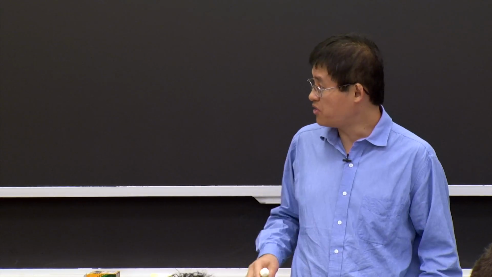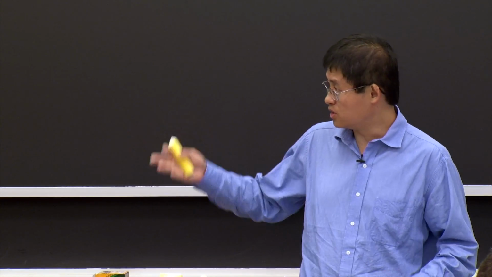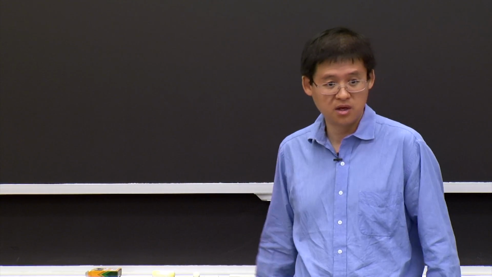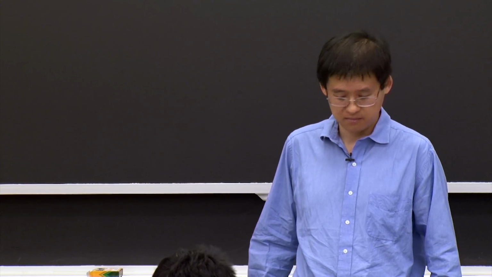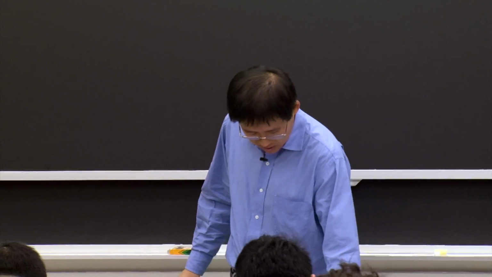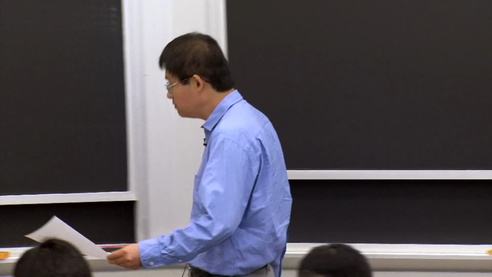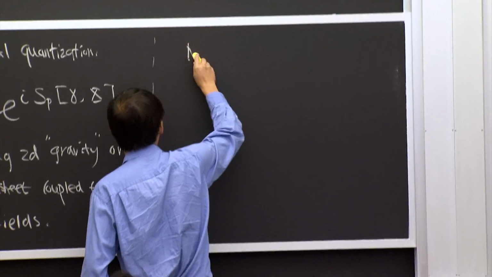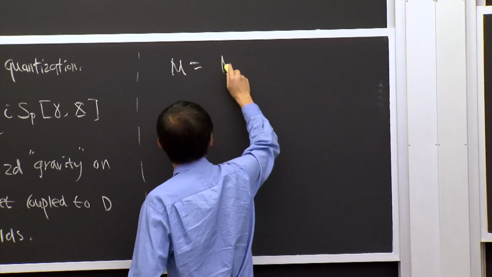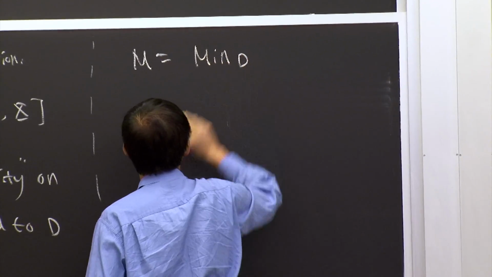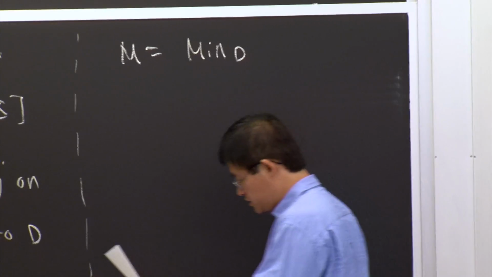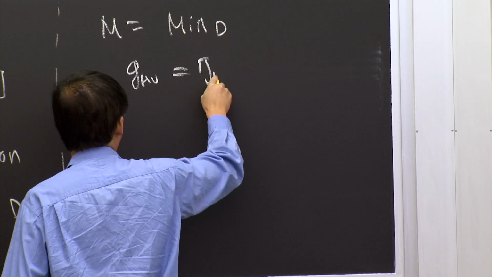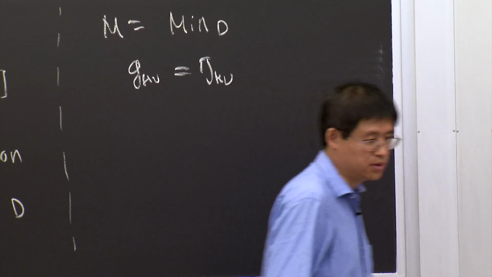So now we see the question of quantizing the string theory essentially boils down to quantizing this two-dimensional gravity on worldsheets coupled to these D scalar fields. And these D scalar fields describe the embedding of your worldsheet. Okay? So we will consider a simple example, in which M is just Minkowski space-time, D-dimensional Minkowski space-time. Okay? So in this case, G mu nu becomes simple, just equal to eta mu nu.